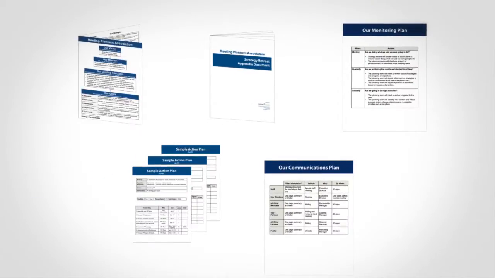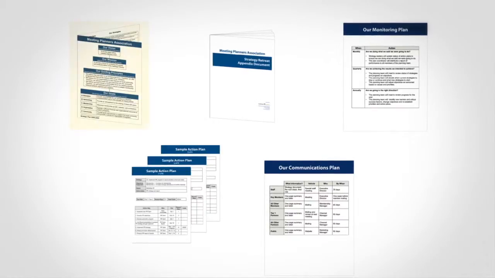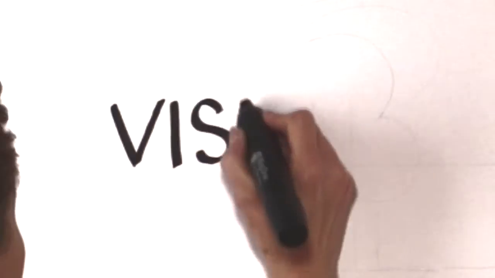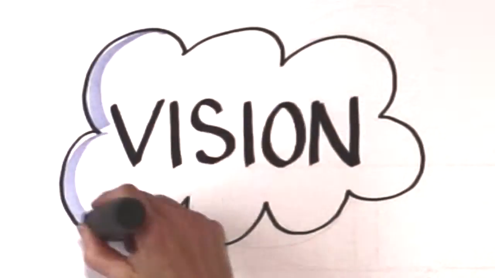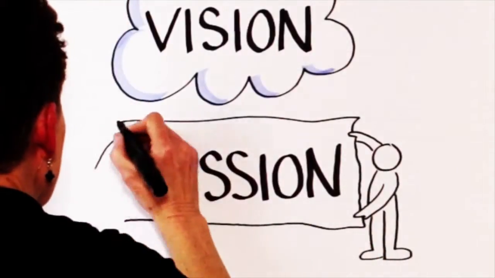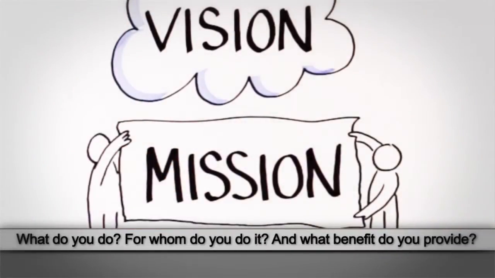The primary item that people in your organization will visualize when they think of your strategic plan is the strategy document. A great vision statement describes what the future will look like if you achieve your mission. A great mission statement simply answers 3 questions. What do you do? For whom do you do it? And what benefit do you provide?